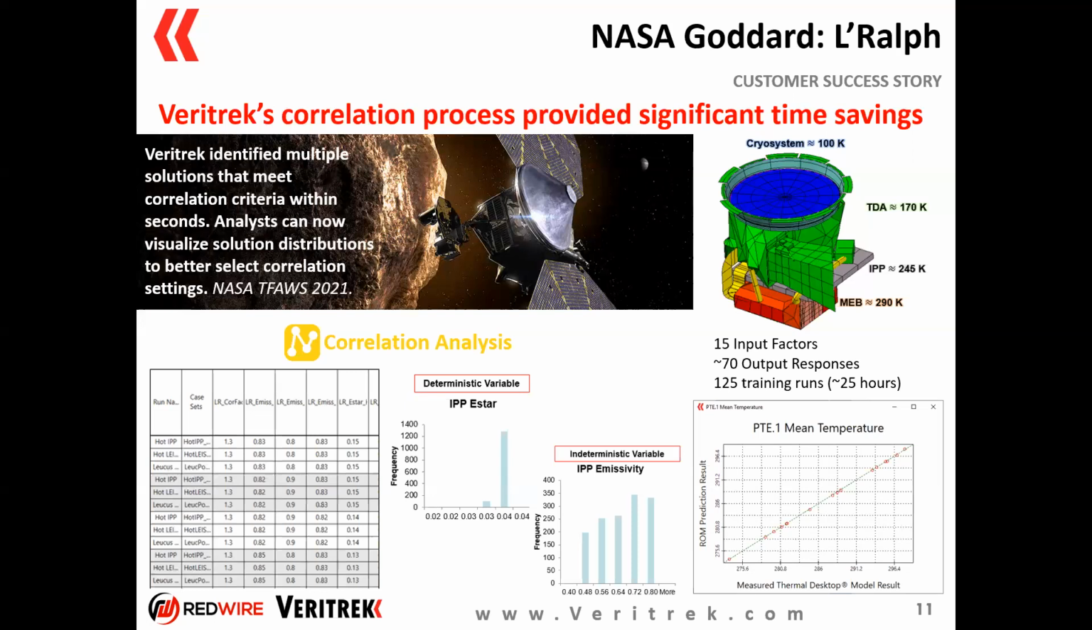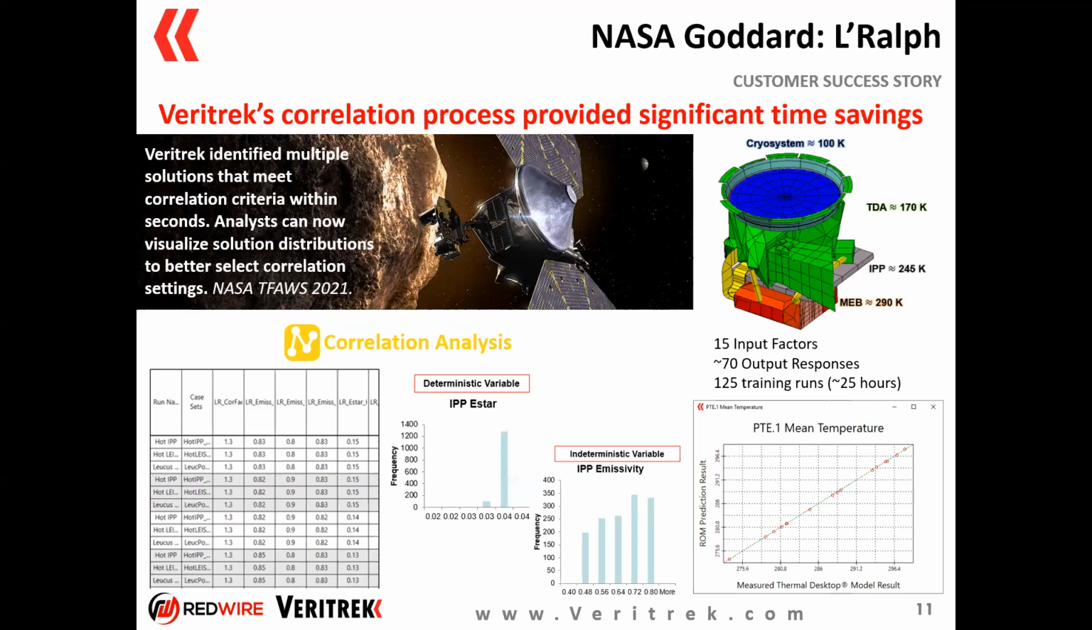What they did is, in the traditional Veritrek model correlation approach, they have this model correlation ROM. They generate thousands of viable candidates, and then they sift through that. But what NASA Goddard ended up doing is taking that information further. Veritrek provides not just a single set of input values that are suitable for model correlation, but a collection of input values. They produced these distributions, which we can see in the bottom middle, of these input factors. And then they started to talk about how some of these distributions look different than others.